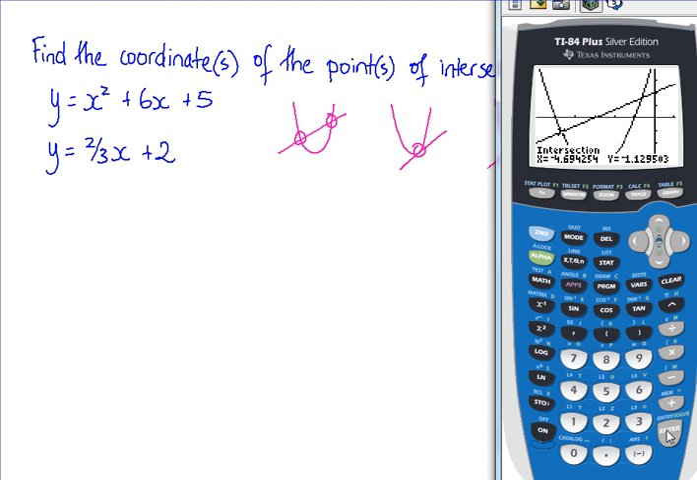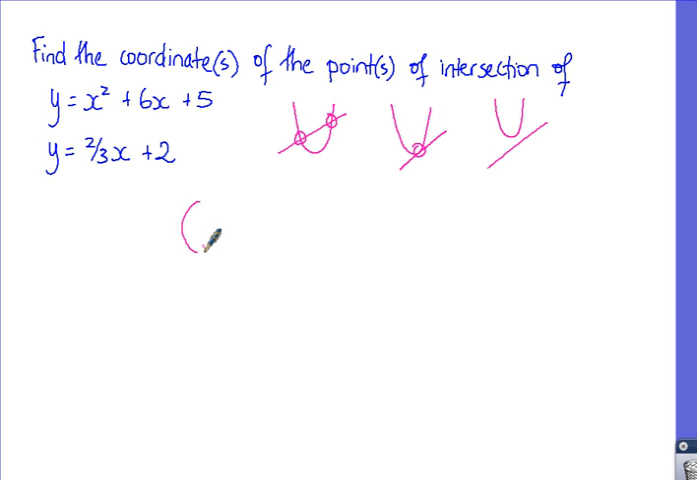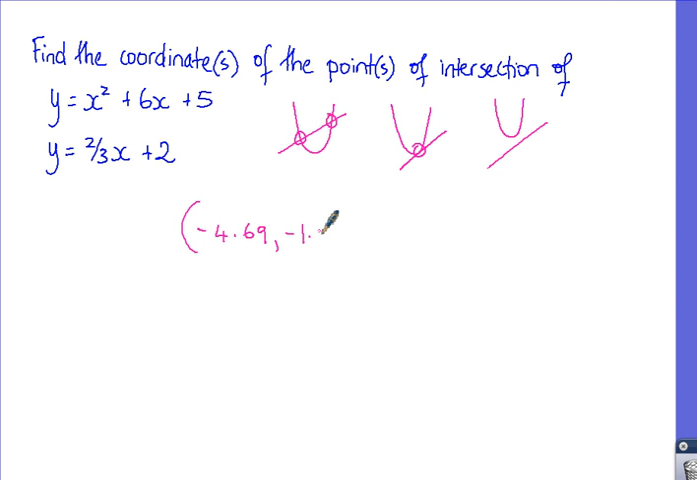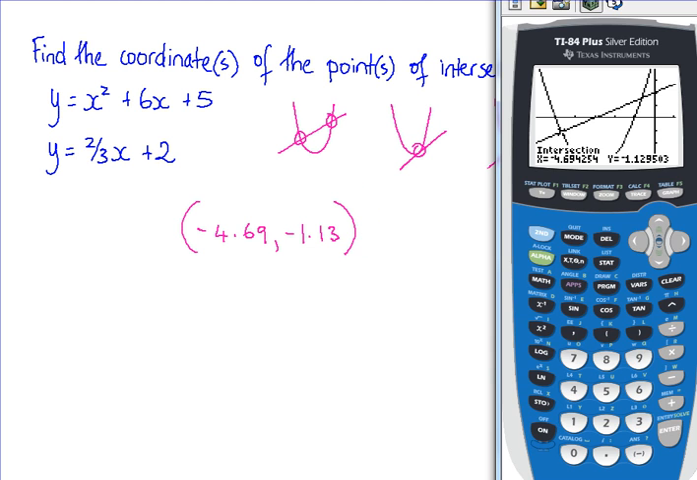So we're going to write this down. X is negative 4.69. So our first one is negative 4.69. And let's look at the second one. It's negative 1.13. Negative 1.13. Okay, there's our first point of intersection. And now we need to find the second point of intersection.